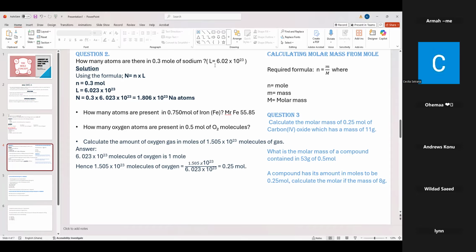So what do we do? We write down our parameters. But before that, the formula for finding the number of particles or the number of molecules of a given substance or compound or atom is capital N, which is the number of particles or number of atoms or number of molecules, equal to small n, which is the mole, times the Avogadro's constant, capital L.